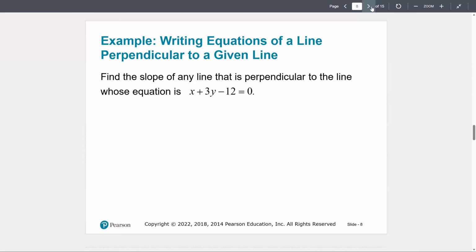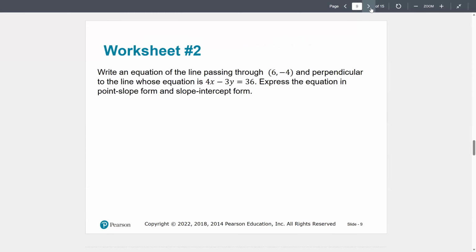All right, so what am I going to ask you to do? I want you to find the equation of a line passing through the point (6, -4) and perpendicular to the line whose equation is 4x minus 3y equals 36, and express the equation in point slope form and slope intercept form. So we just did find the slope of this line earlier in worksheet number 1. So go back to that question, and you don't have to do it again, just pull that slope.